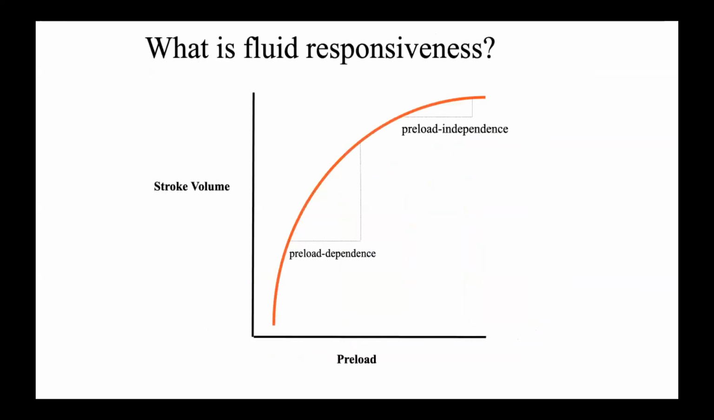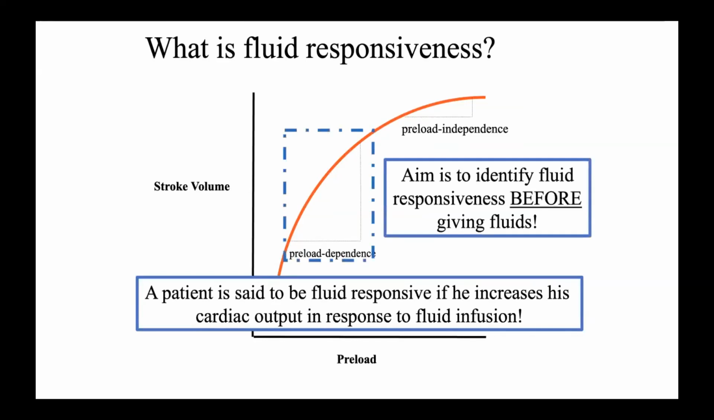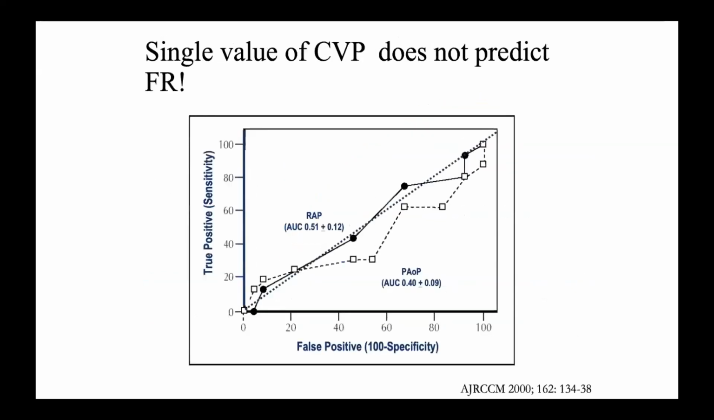So what is fluid responsiveness? Fluid responsiveness is when the patient increases his cardiac output in response to a fluid bolus or fluid infusion. In an ideal world, we would like to identify fluid responsiveness before giving fluids so that we can avoid the adverse effects of giving fluids. Just to reiterate, the single value of CVP or pulmonary occlusion pressure does not predict fluid responsiveness because the area under the curve is around 50%.